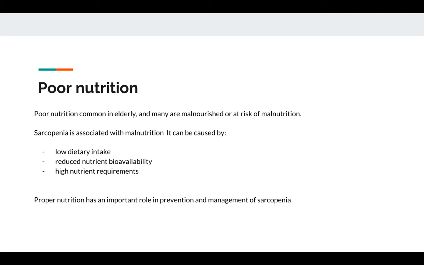Poor nutrition is common in the elderly, and many are malnourished or at risk of malnutrition. Lower food intake with aging leads to weight loss, which has an influence on muscle mass, strength, and physical function. Sarcopenia is associated with malnutrition.